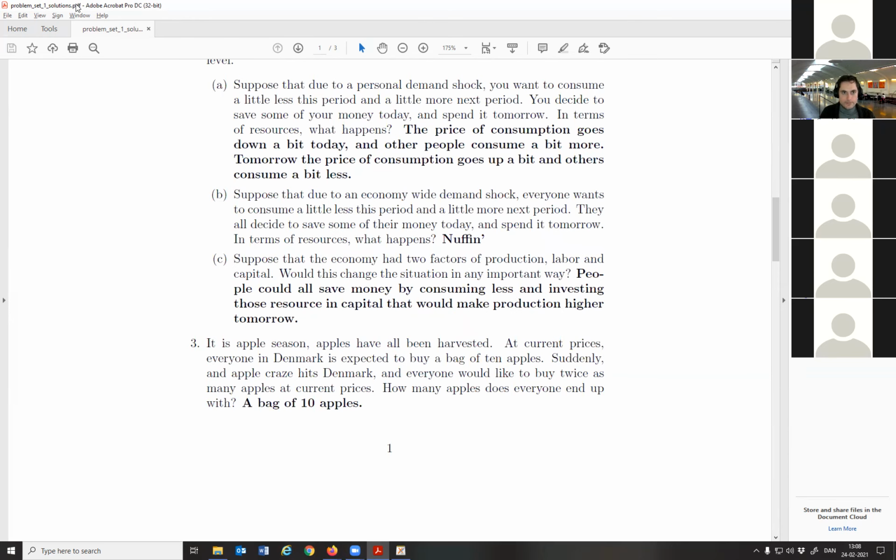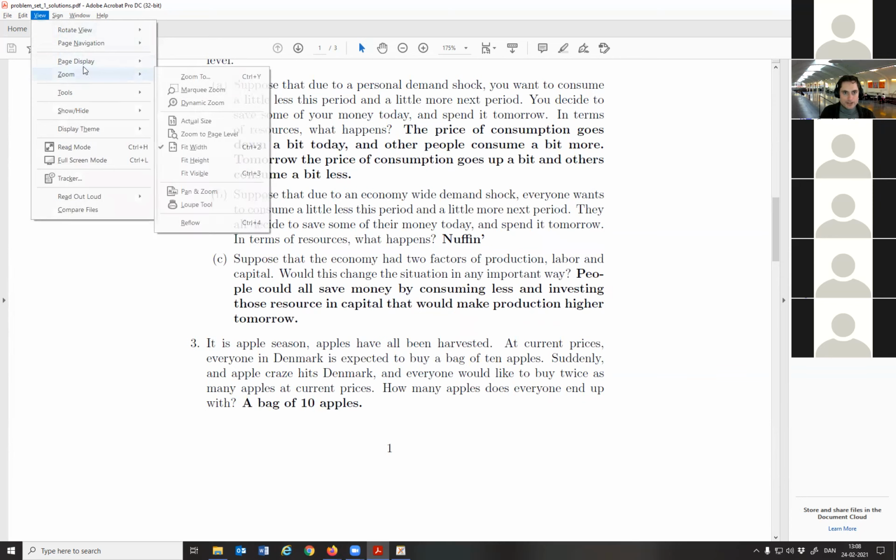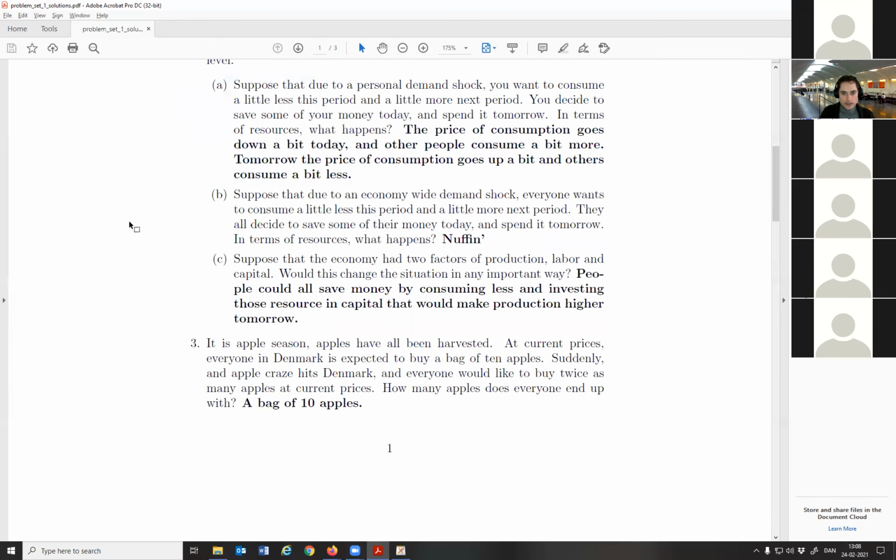Moving on. It is apple season. Apples have all been harvested. At current prices, everyone in Denmark is expected to buy a bag of 10 apples. Suddenly, an apple craze hits Denmark and everybody would like to buy twice as many apples at the current prices. How many apples does everyone end up with? Well, it's a bag of 10 apples, okay?